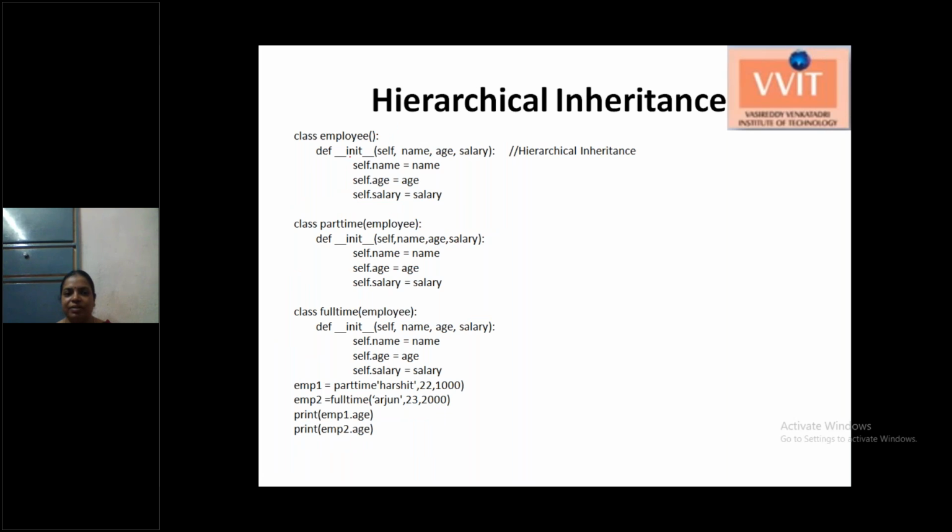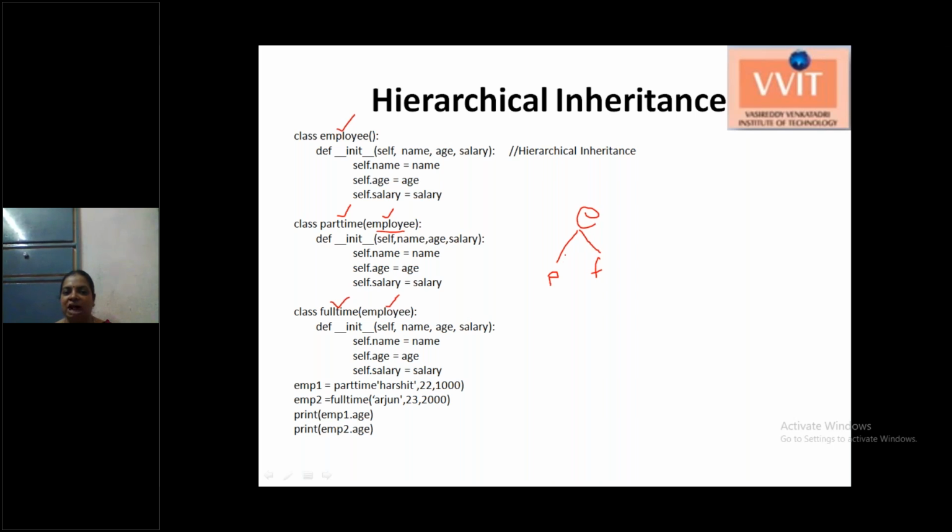Next, this is hierarchical inheritance. For that, it has the base class as the employee. There are two child classes for the same class. So part-time and full-time are the two child classes, and both are derived from the employee class. So there is one employee class, and part-time and full-time are the child classes for the employee class.